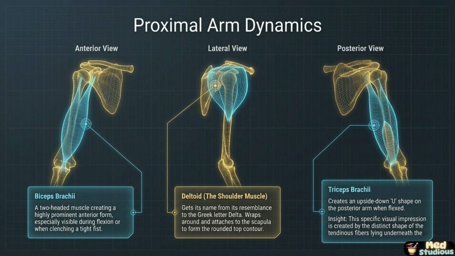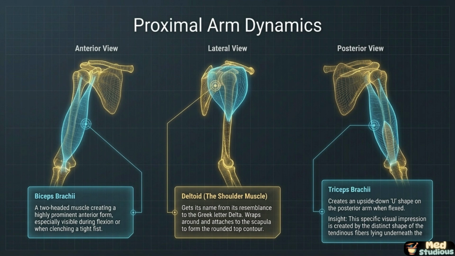From the lateral view, the deltoid wraps around the entire proximal humerus, taking its name from its resemblance to the Greek letter delta in cross-section. It attaches to the acromion, the clavicle, and the scapular spine, and forms the rounded contour of the shoulder. The deltoid is the primary site for intramuscular injections in adults.